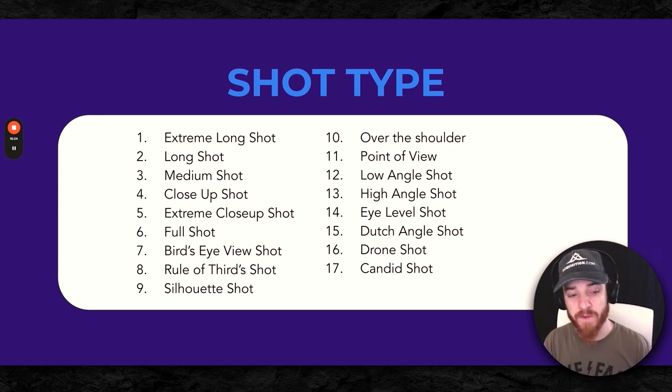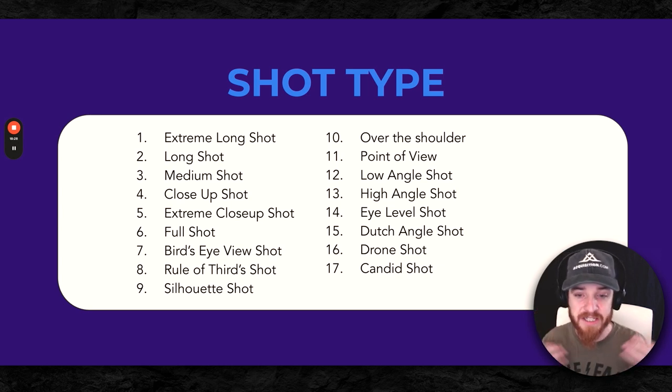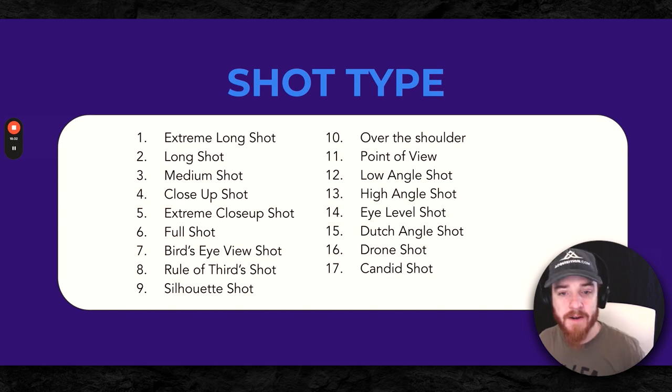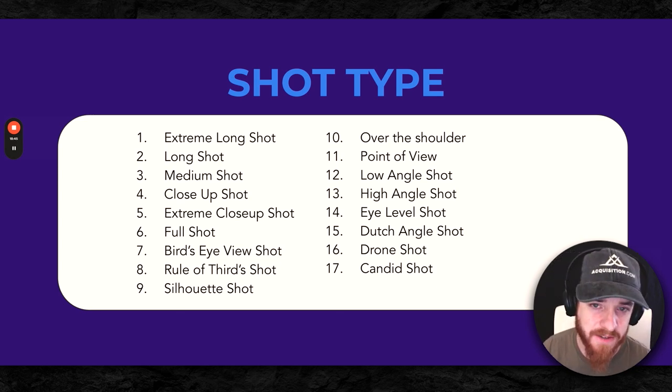This is a really good one, the rule of thirds. Silhouette shot, if you don't want to actually see the details of the person, but just see the silhouette of them. Over the shoulder, this is kind of like that looking to the side view, right? Point of view, low angle, high angle, eye level shot. I'm using eye level shot a lot. Dutch angle, drone shot. I'm going to use this as well, and quite a bit of the things I have planned coming up. And a candid shot. So those are the shot types.